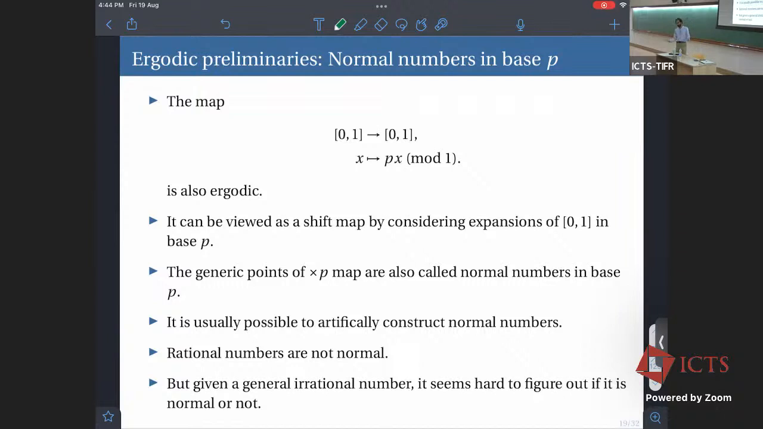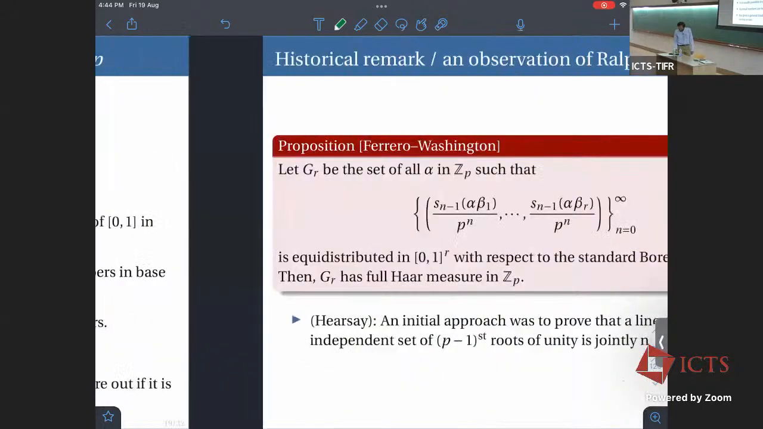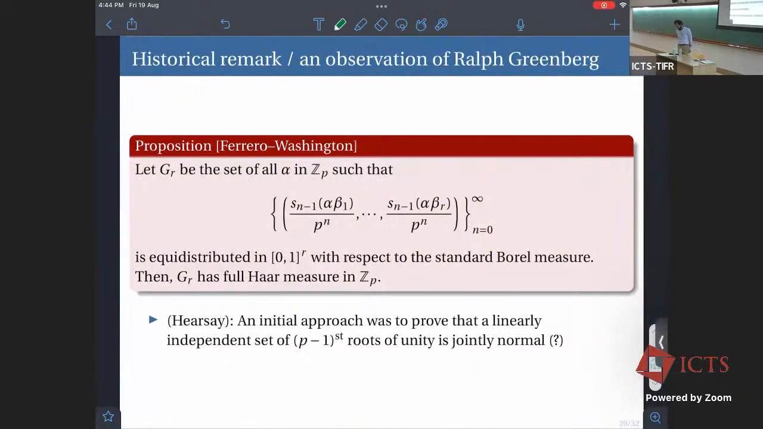Okay, yeah. It seems hard to figure out if a number is normal or not. And here's a hearsay comment that I heard from Ralph Greenberg, and maybe it goes back to this comment. Before Ferrero-Washington gave their proof, they were giving this talk.